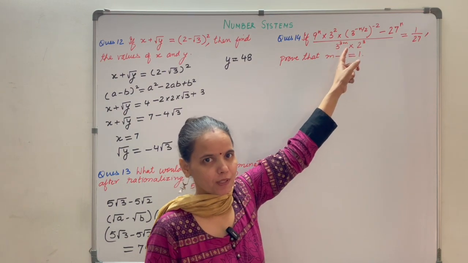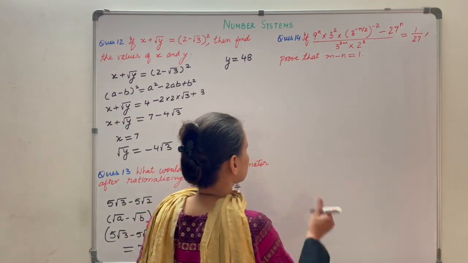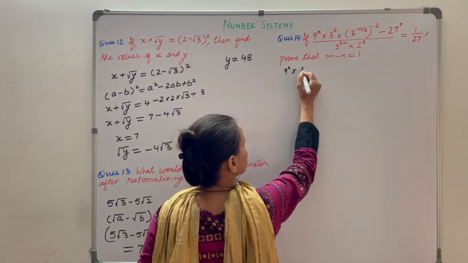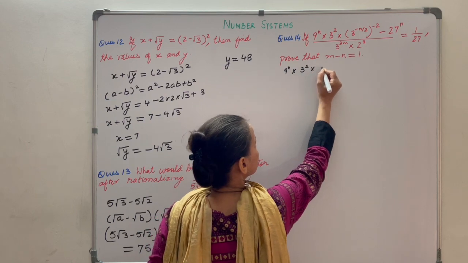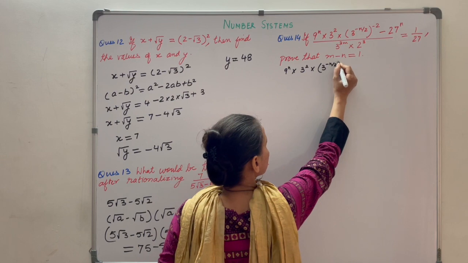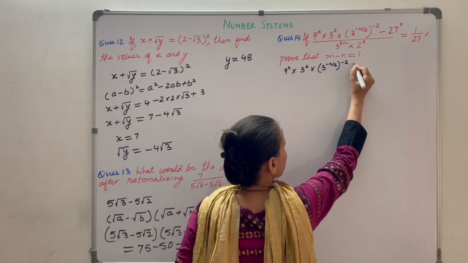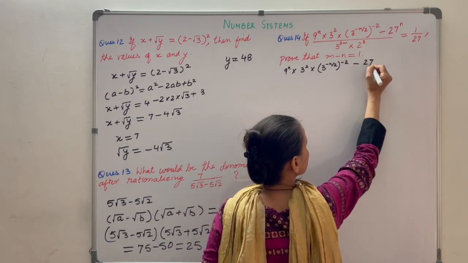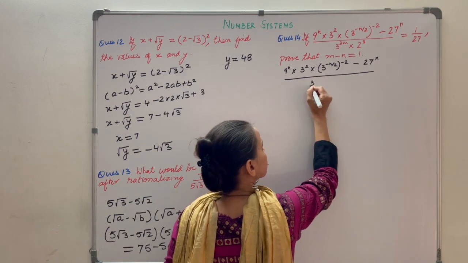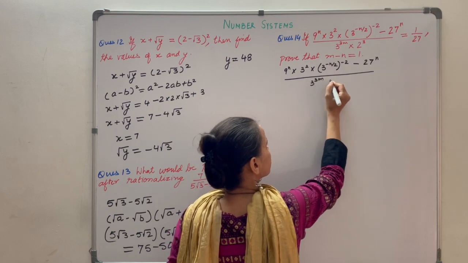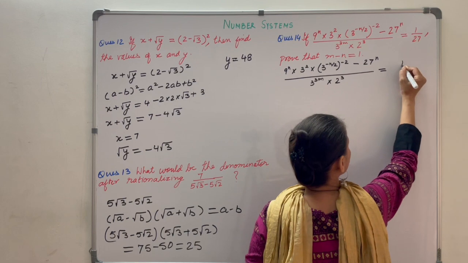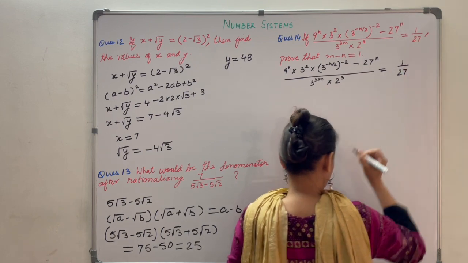We are going to use it to prove this one. So let us write it down. So we have 9 raised power n into 3 square into 3 raised power minus n by 2 whole raised power minus 2, minus 27 raised power n divided by 3 raised power 3m into 2 cube is equal to 1 upon 27.